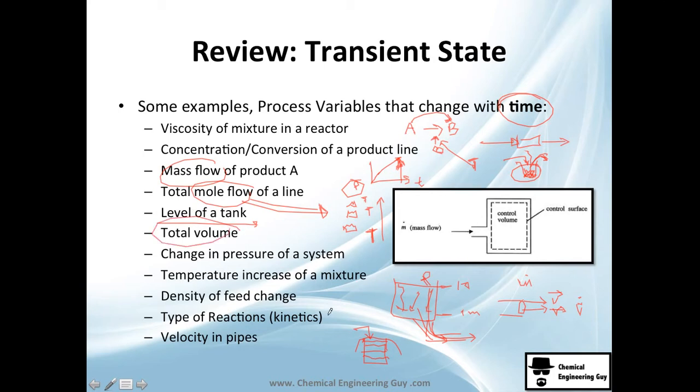Total volume, same case here. We're increasing the volume of the system, changing pressure, of course, and the temperature of a mixture increases. Typically, if you mix A and B, you then have a different temperature and density. That may also happen. The density of the feed changes.